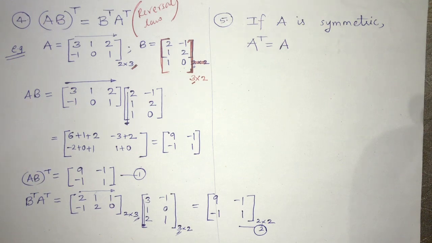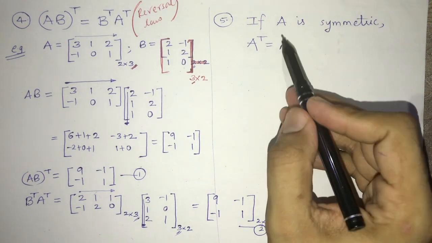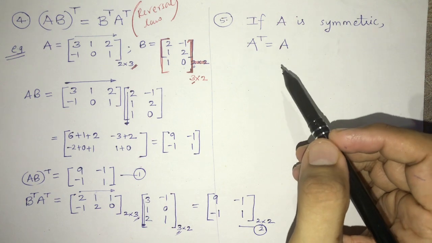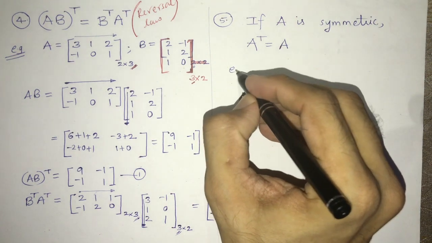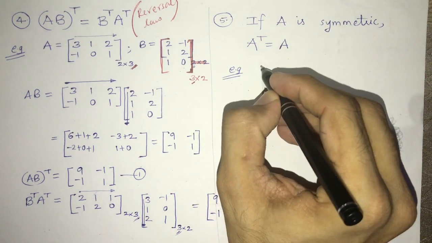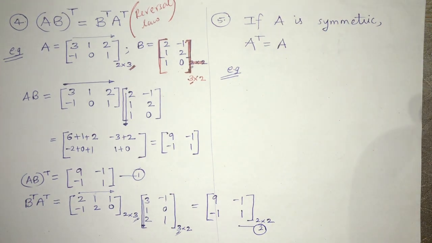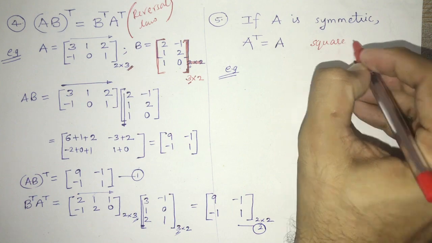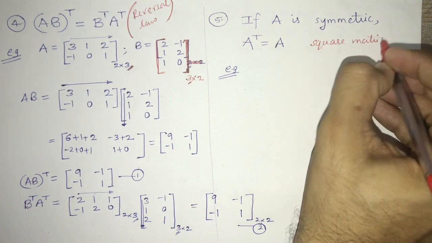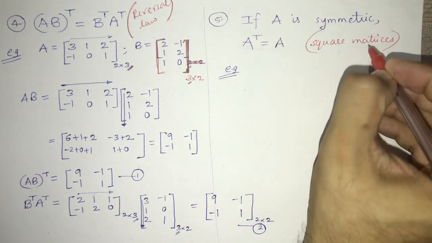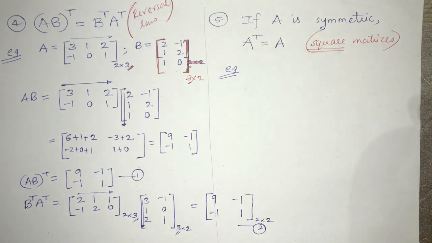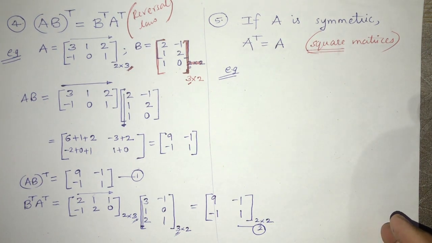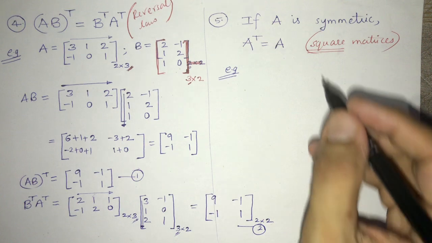Okay, now the next is very simple. If A is symmetric, A transpose is A. We have discussed this before, so let us take an example. अब यहाँ पे जो है compulsorily we have to say the matrices which we are going to discuss under symmetric and skew symmetric are square matrices. It is compulsory. The matrices are square matrices.